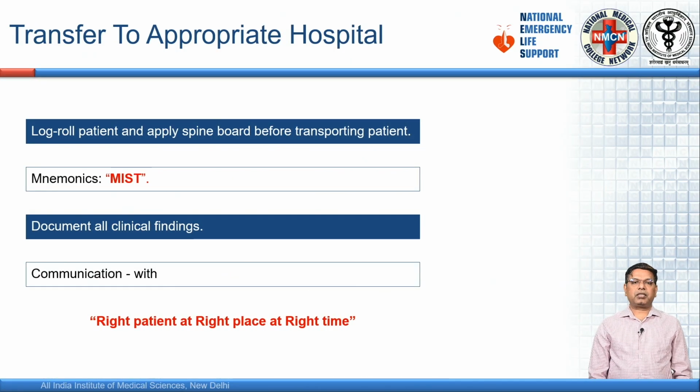So now safe transfer and en route care, safe transfer and handing over at the hospital. So always remember that while you are transporting the patient, applying the on board, it is a good time to log roll the patient and examine the back also. So document all the activities you did, all the findings you have, and give a proper handover in form of SBAR, which must include the MIST, that is the mechanism, the injuries, the signs, and the treatment which has been given. Communication is key.